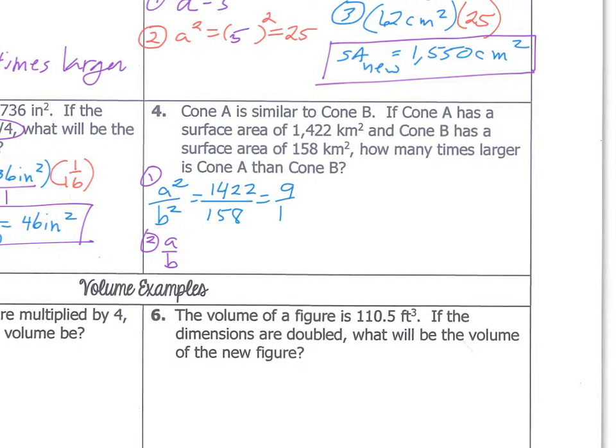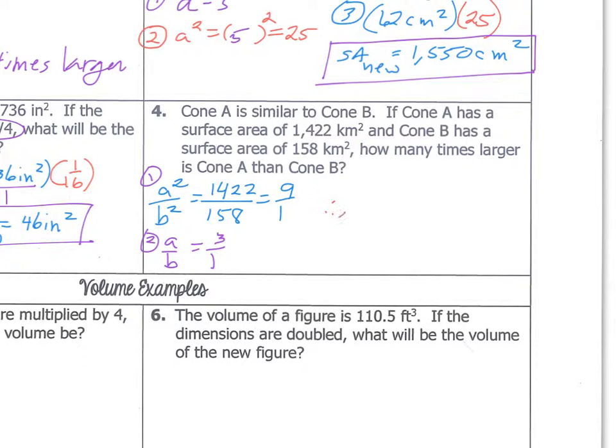So if I'm going to make that into a fraction, I'm going to put it over 1, right? Now, what is A to B? What's the square root of 9? 3, and the square root of 1? 1. So my scale factor is 3, isn't it? Didn't we take the smaller and multiply it by 3 to get the bigger? Right? So how many times larger is cone A than cone B?